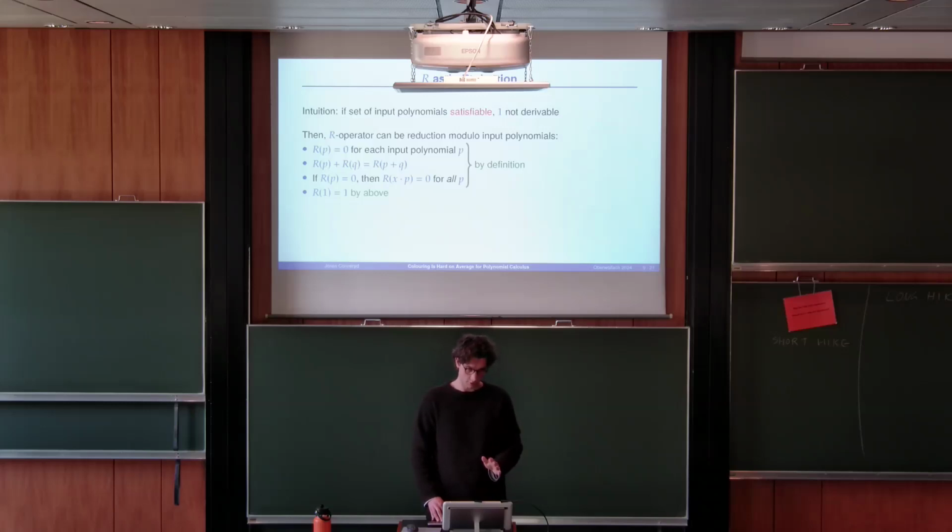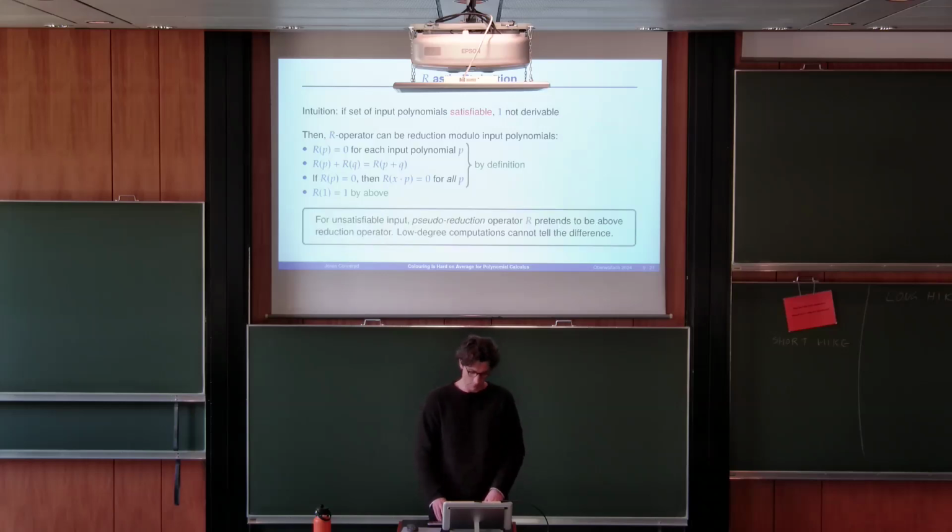But now there is no degree restriction at all. Finally, since you cannot derive the constant polynomial 1, and it is small, then it will actually be mapped to itself by the operator. So you can sort of think of an R operator as pretending to be reduction modulo ideals when you have an unsatisfiable input. And you want it to be constructed in a smart way, which makes it so that low degree computations cannot really tell the difference between actual reduction and your R operator.